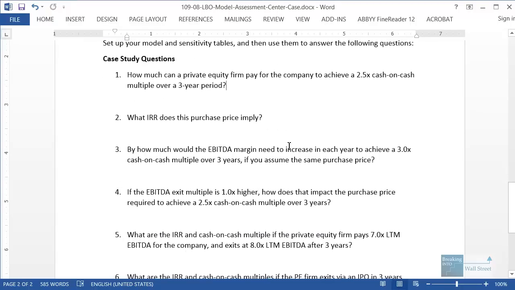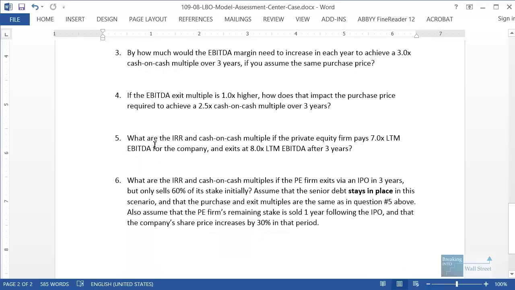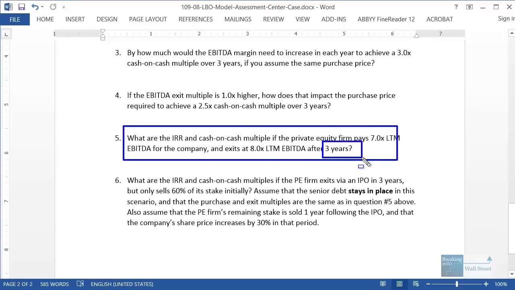Now, reading through the rest of this, we can see that there's a big focus on 3-year periods. We have a 3-year period in question number 1. And then in question number 2, we also have a 3-year period. And they're asking us some questions about how different multiples and different margins impact these numbers. And then even in question 5, we still have that 3-year period. And in question 6, which is about the IPO exit, here it still happens in 3 years. And we do have to go 1 year beyond that. But based on all this, we can be pretty certain that we only need 3 years of projections, which also simplifies things a bit and saves us some time here.